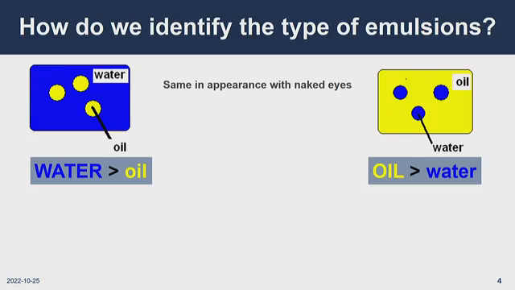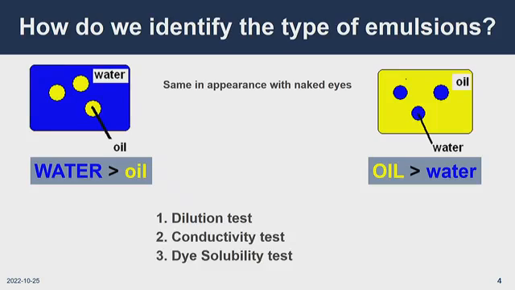when we have oil in water emulsion, oil is the container and water is the dispersant, so we should have oil or oil-soluble content in higher amount compared to water. This is kind of like the basics. Then there are different techniques to identify. First, the dilution test, the easy one. Then we have the conductivity test, and then the dye solubility test.